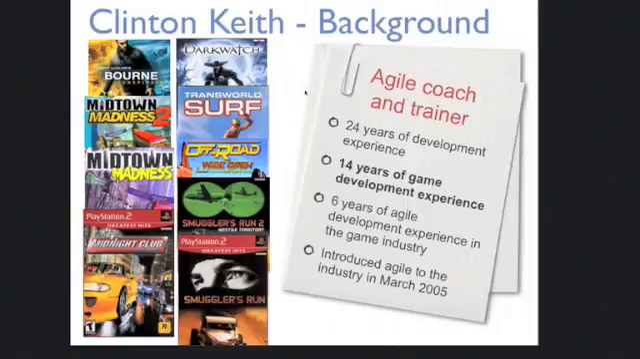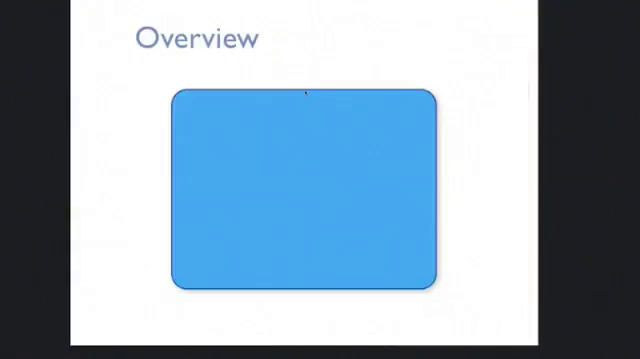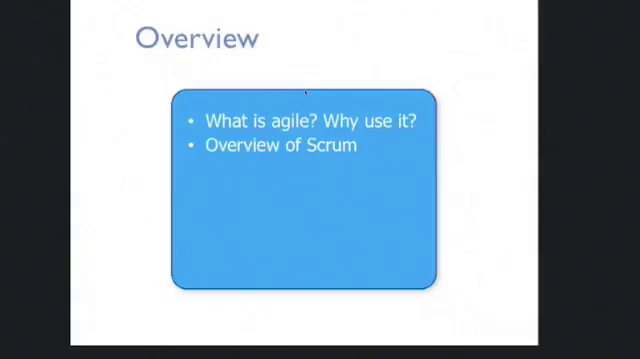Okay, so today what I'm going to do is start by just describing what is Agile. What are we saying when we talk about an Agile methodology, and how does that relate to Scrum and XP, and why should we use it? Second thing I want to talk about is an overview of Scrum, a very brief description of how Scrum works at the top level and what it looks like.